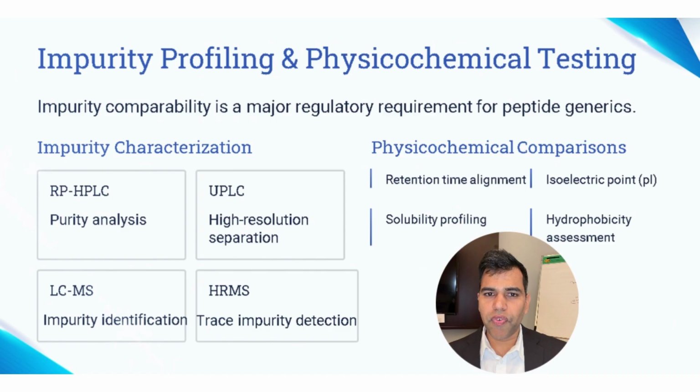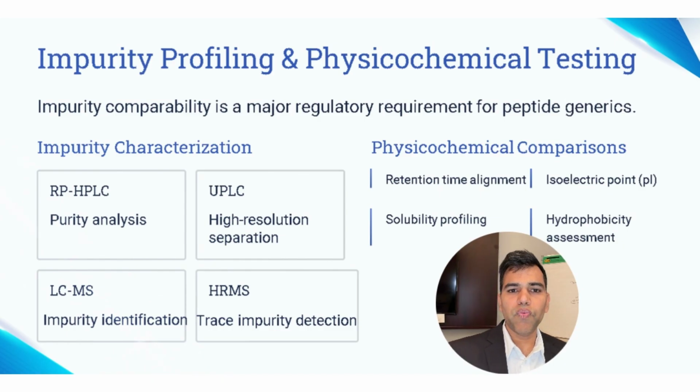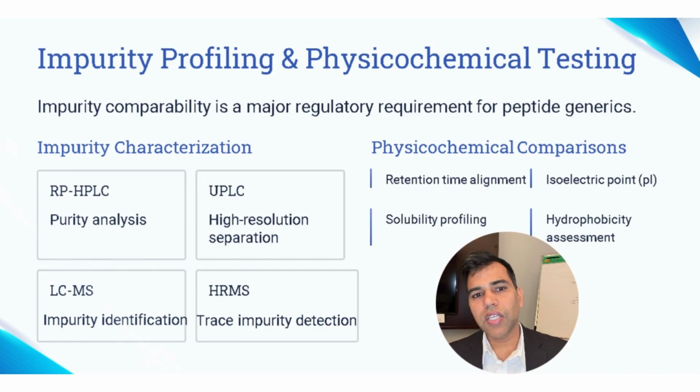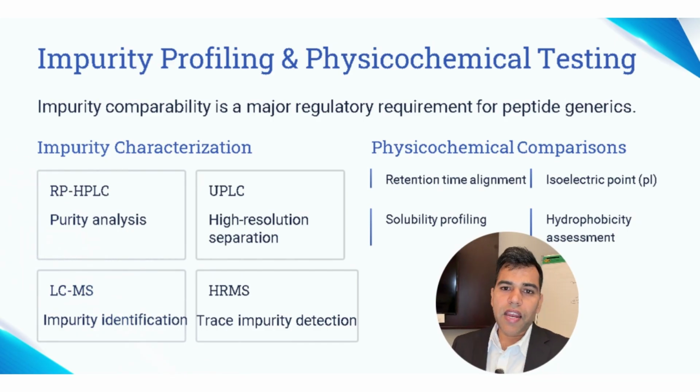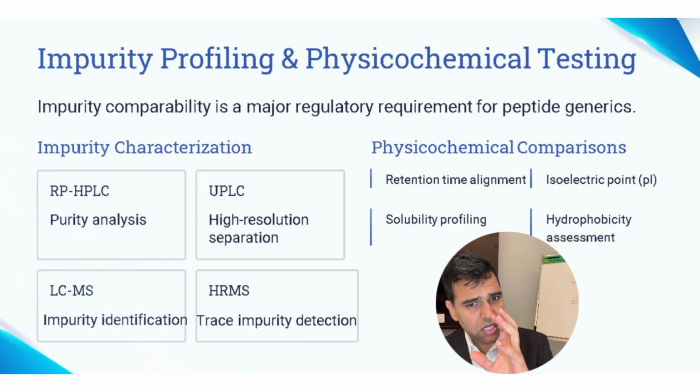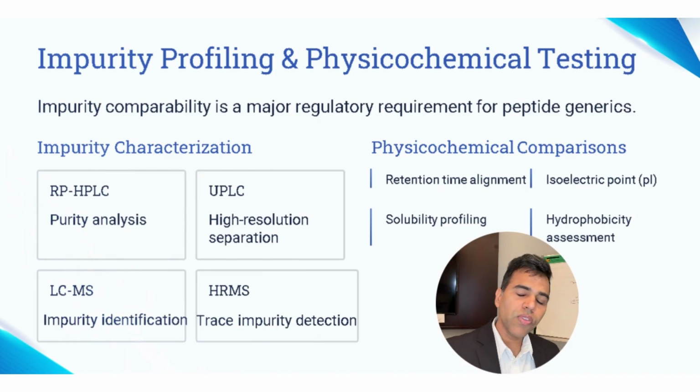So, impurity profiling. If primary structure is the foundation, impurity profiling is arguably where regulatory scrutiny is most intense now. Think about what's in your sample beyond the main peptide. You have process-related impurities from synthesis, degradation products, sequence variants, and aggregates, and the FDA wants to know not just what they are, but how they compare to the reference product.